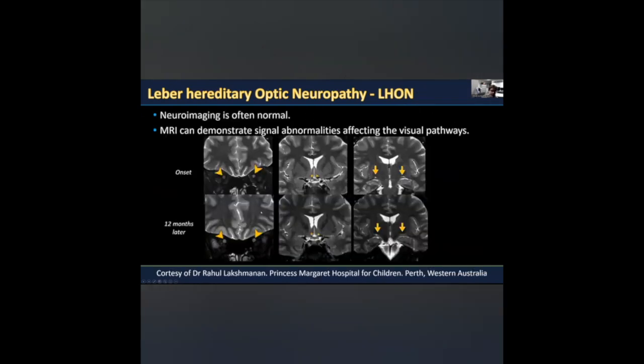Just showing a very beautiful example from a colleague, Dr. Raul Lashman. He gave this beautiful case showing involvement of the optic nerves, left more than right, going through the optic chiasm and optic tracts bilaterally. And the follow-up studies show residual changes throughout the optic pathway. Remember that normally LHON tends to be very specific for the optic pathways, including optic nerves and tracts, as you see in this case here.